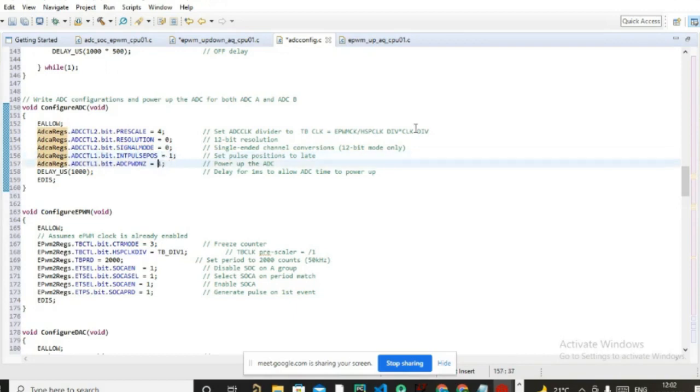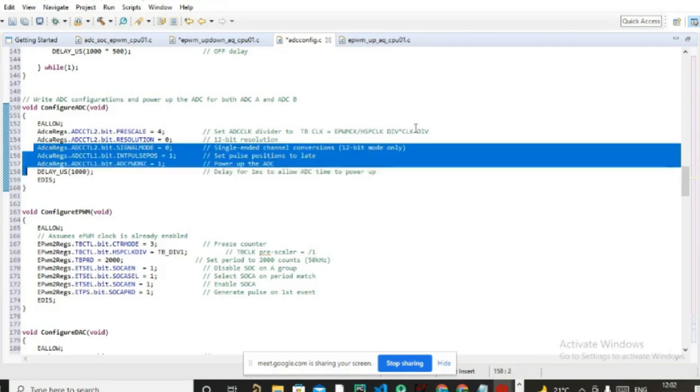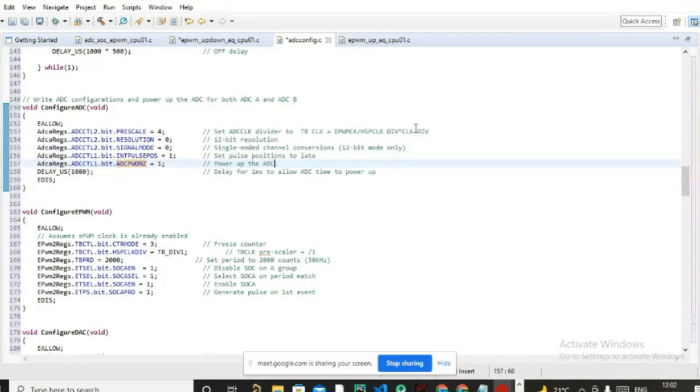And this ADC power up is to power up your ADC, and this delay of 1000 microseconds is necessary to allow your ADC to power up. So these three instructions you do not change at all. You keep them as they are. Don't worry, I'll give you this code so that you can configure on your own.